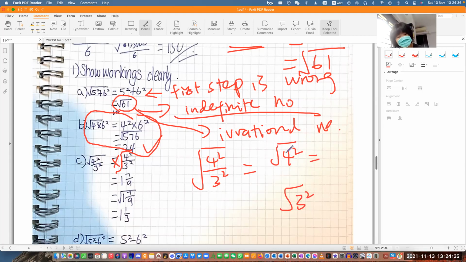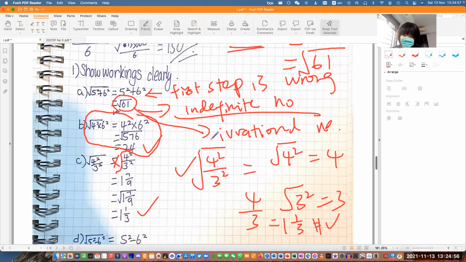So square root of 4 to the power of 2, you get 4. Square root of 3 to the power of 2, you get 3. And now over here is divide. So your answer is 4 over 3. And if you express it as a mixed number, it is 1 and 1/3. You see? Which one is easier? This one, right? So you can use this method.